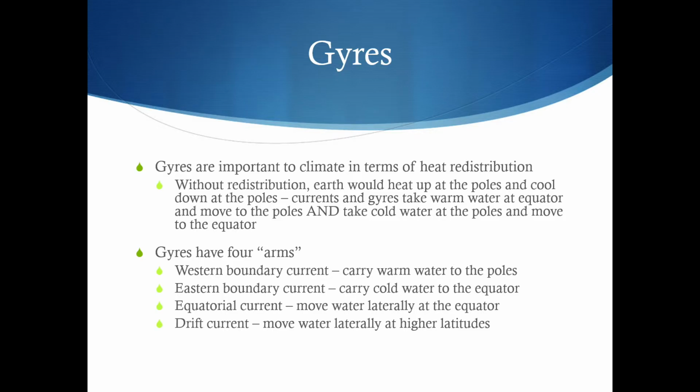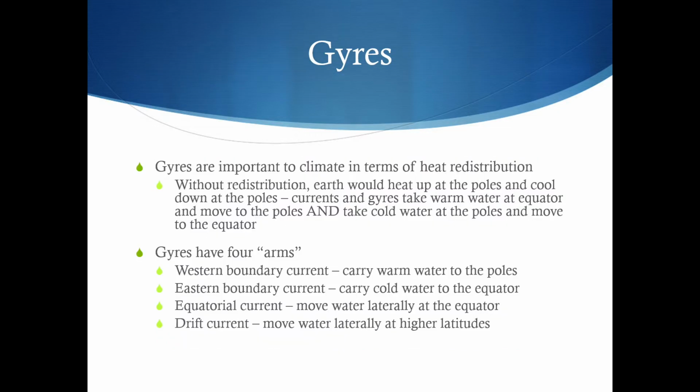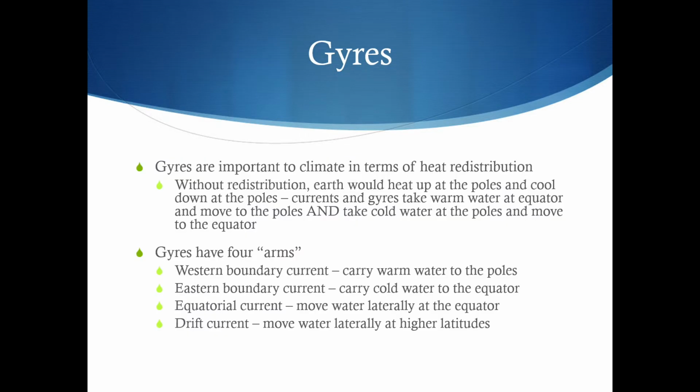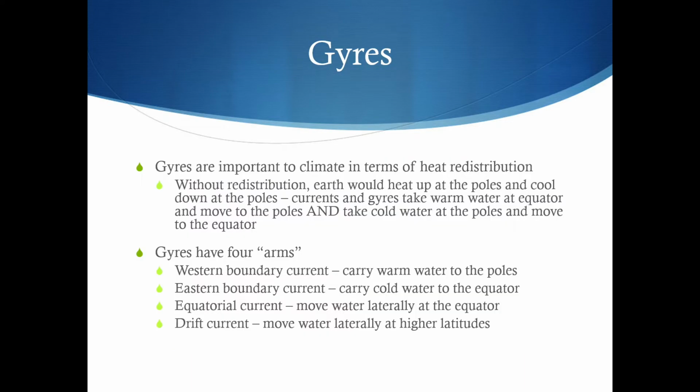I'll go back. There's the western boundary currents. I keep hitting the wrong arrow. Western boundary currents are those red arrows on the west side, or the left-hand side, of our gyres. We've got the eastern boundary currents. Those are the blue arrows carrying cold water on the right-hand side of each of our gyres. We've got the equatorial currents, which are the red arrows that carry warm water parallel to the equator.